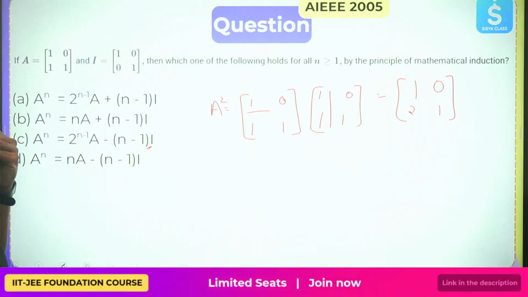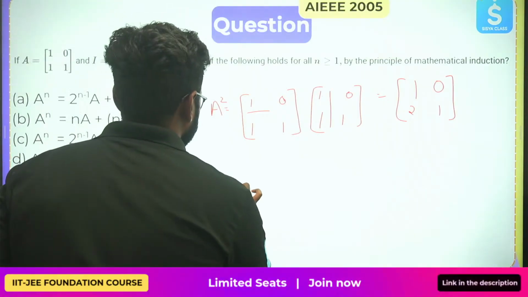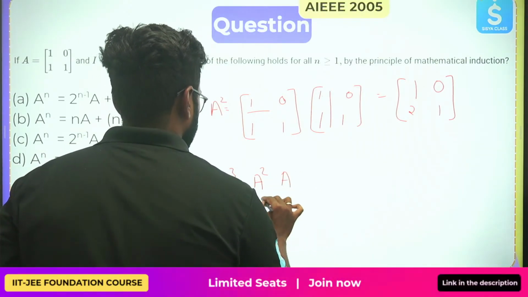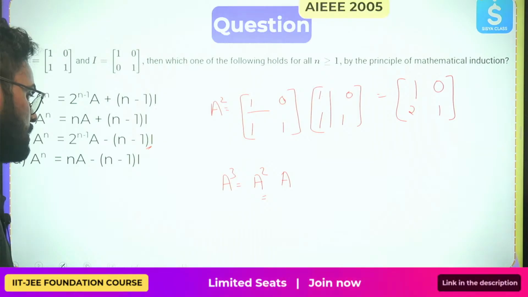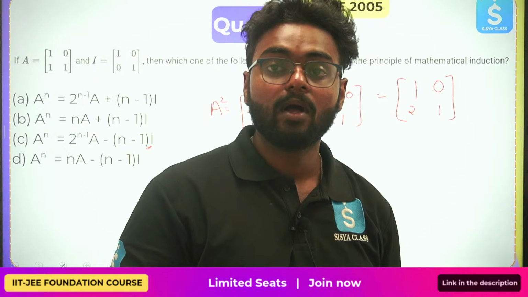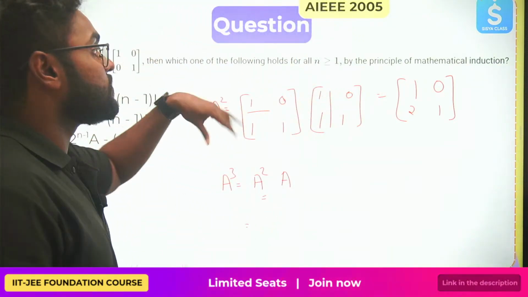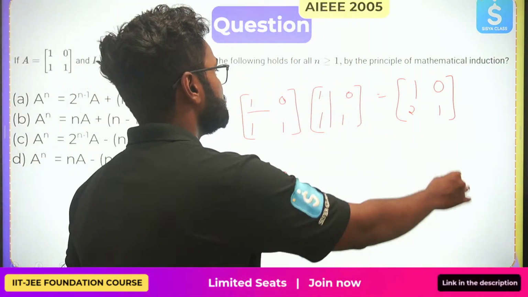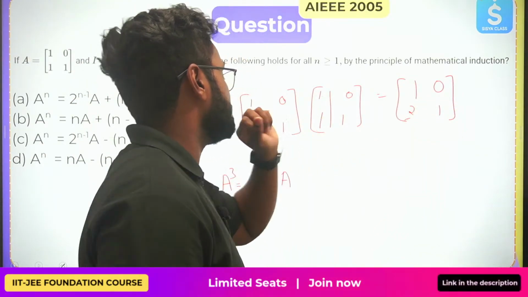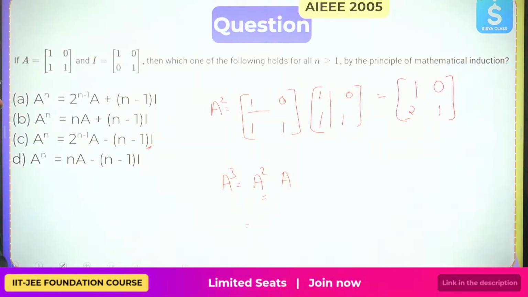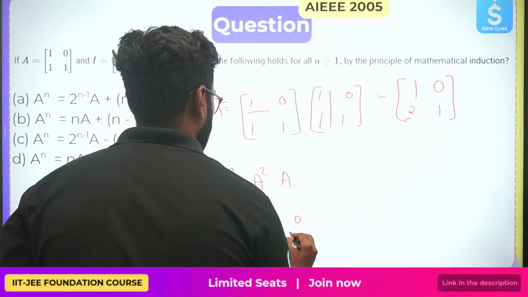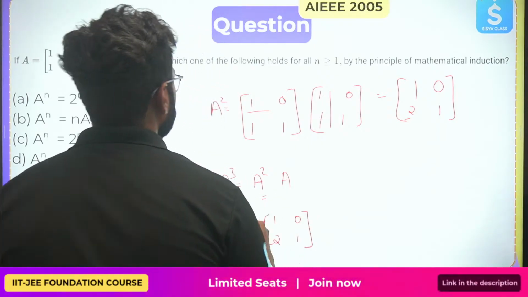Now let us take A cube. A cube is equal to A square into A. Now how can I write this? I'm checking for every term. For the first term, this is the first term I have, right? For the second term, this is the term changing from n equals 1 to n equals 2. So this is the term that is changing. Now let me check for n equals 3. If this is true, then I can proceed further. A square I have as [1 0; 2 1], and A as again [1 0; 1 1].